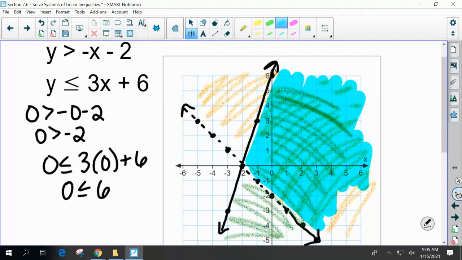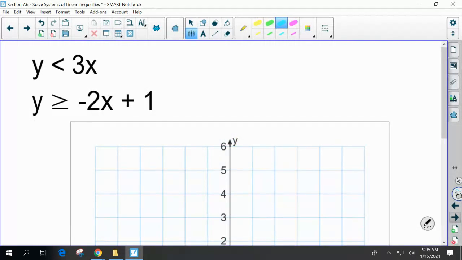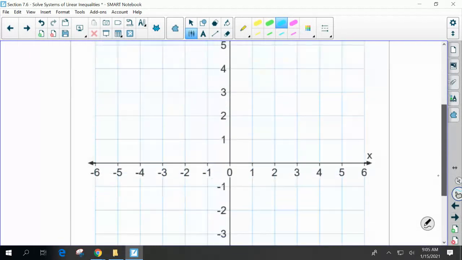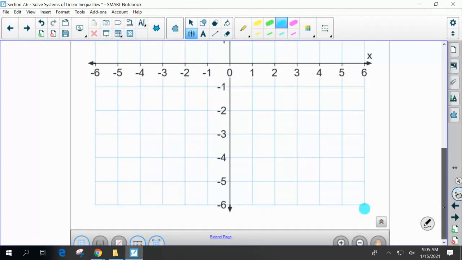Okay, so we're just going to keep practicing this. Graphing and finding a solution, and then we're eventually going to graph with 3 equations. All right, so number 2, we're going to go through that same process.